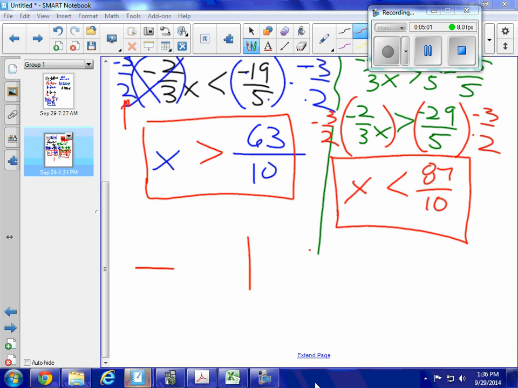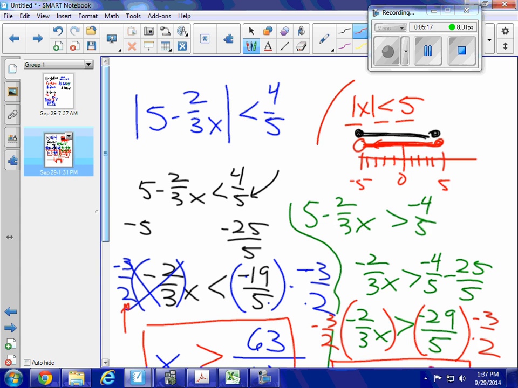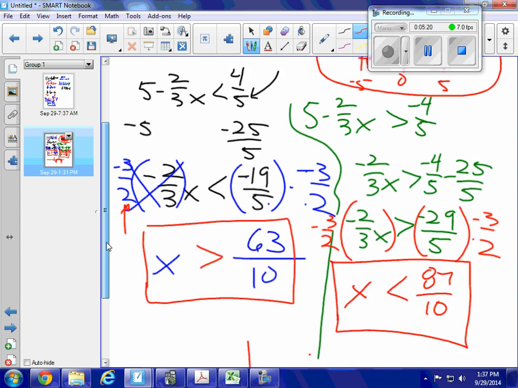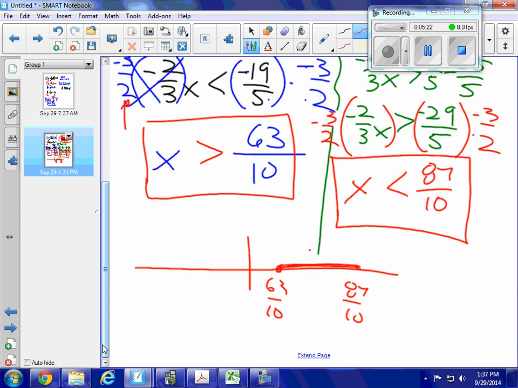So if I was to look at it on a number line, I don't know where these are going to be, but this is going to be 63 tenths, and over here is going to be 87 tenths, and I'm going to have between them, just like I had anticipated when I did my little reminder right up here at the top. So you could write it like this. I happen to like it in two separate answers, but either way is totally adequate. And it is less than, not less than or equal. So that's the answer to that problem.